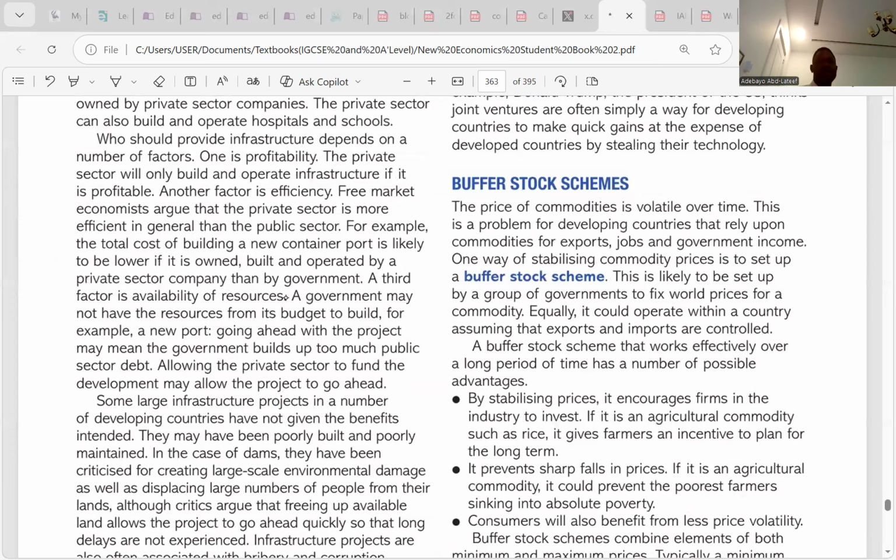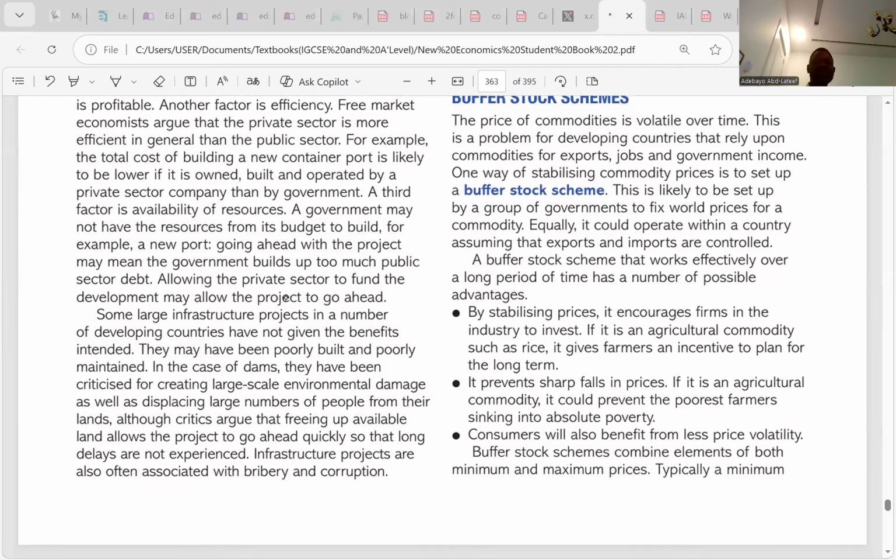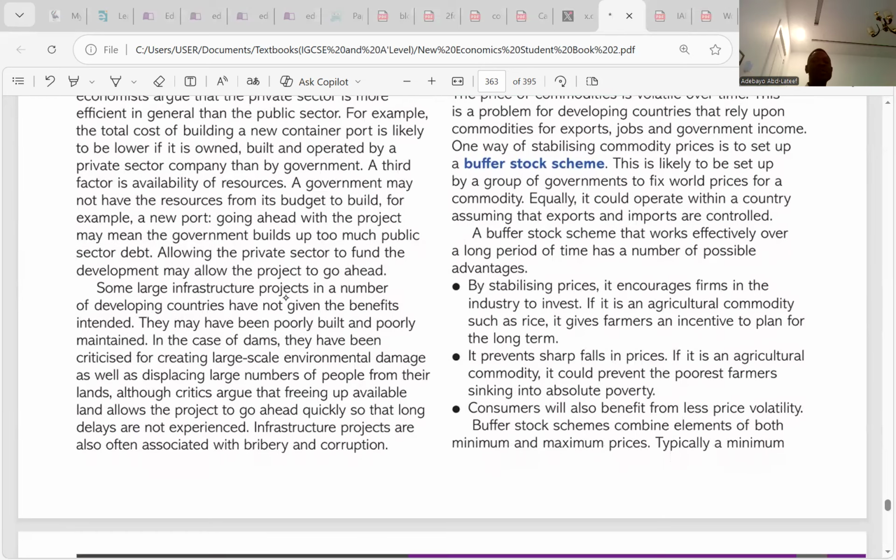So for buffer stock, it's a way in which government would try to balance prices of commodity. So here they said a buffer stock scheme. Okay, this is likely to be set up by a group of government to fix world prices for a commodity. Equally, it could operate within a country, assuming that exports and imports are controlled. A buffer stock scheme that works effectively over a long period of time has a number of possible advantages.